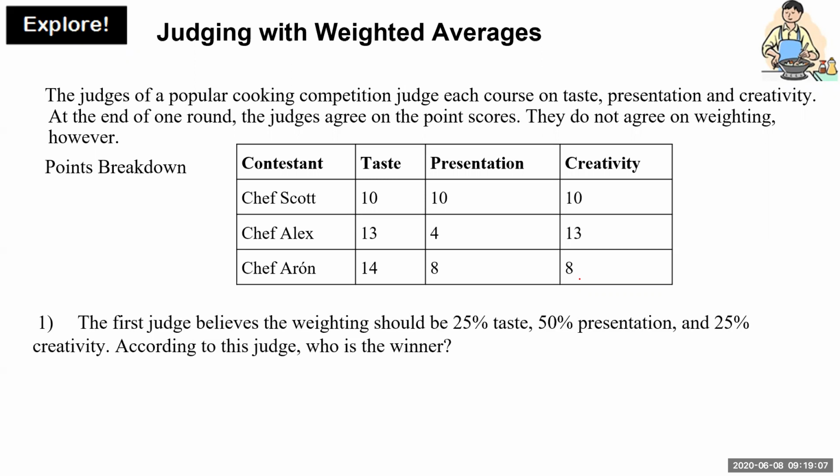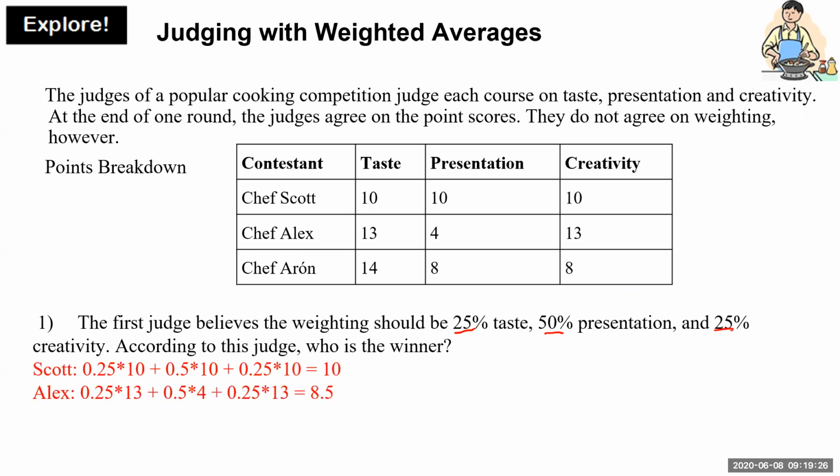So here the first judge decided to use these weights. Because the judges use different weights, the first judge decided that 25% will be for taste, 50% for presentation, and 25% for creativity. According to this judge, who is the winner? So now you have to apply the weights to the scores, okay? And according to the first judge, Scott wins this competition. So that is according to the first judge.